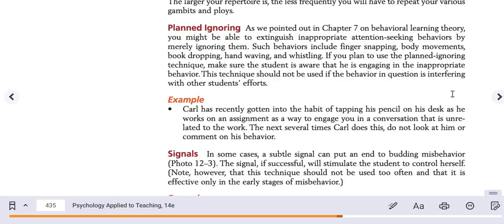Example: Carl has recently gotten into the habit of tapping his pencil on his desk as he works on an assignment in a way to engage you in a conversation that is unrelated to the work. The next several times Carl does this, do not look at him or comment on his behavior.